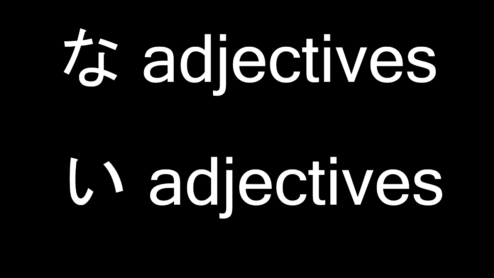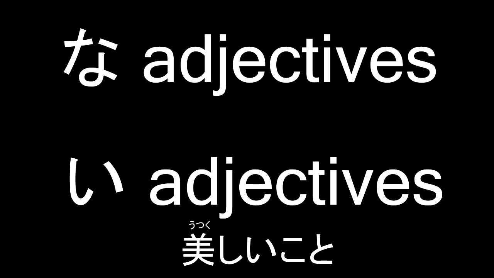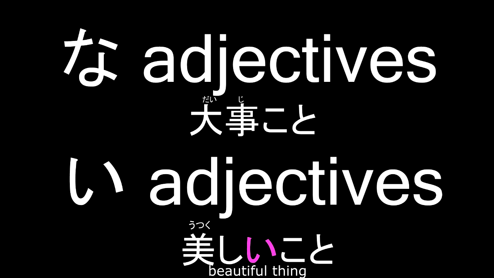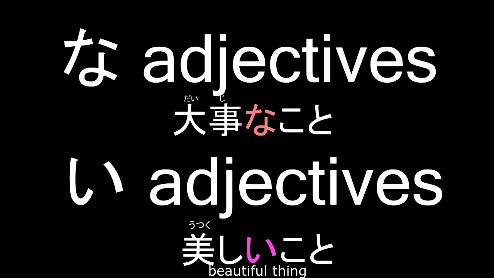Na adjectives don't. Because they don't, when connecting to a noun with a na adjective, you should connect it with na. So for example, utsukushii koto. There's a hiragana i at the end of utsukushii, so this makes sense. Daiji does not have an i hiragana at the end, so it needs a na. So daiji koto would be wrong. Daiji na koto or daiji nano is correct.